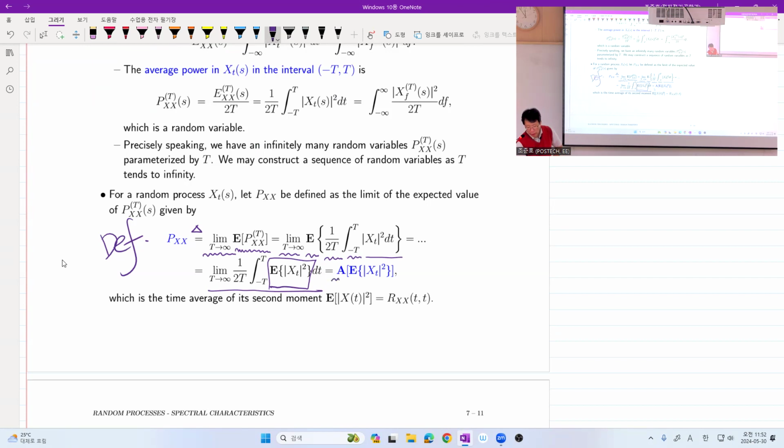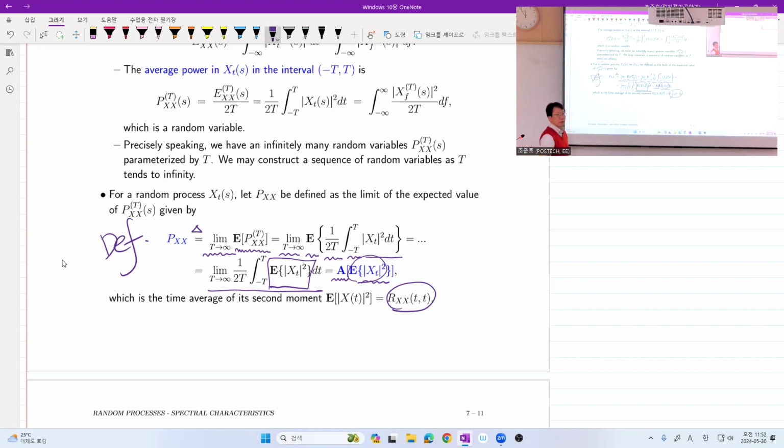So we can write it as what? Capital A of capital E of the absolute value of x of t squared. Of course, this part can be replaced by our well-known notation, R sub xx of t, t. So the autocorrelation evaluated at t and t. So this is the power.